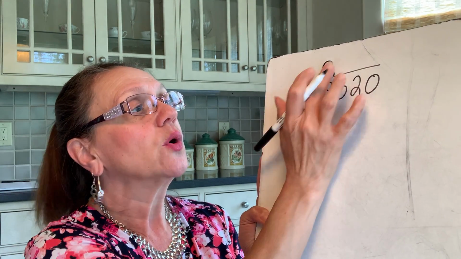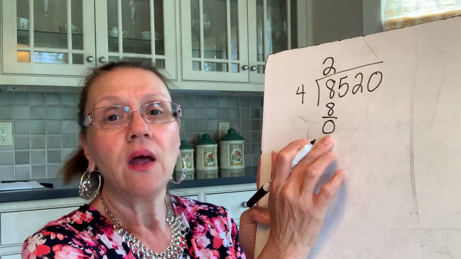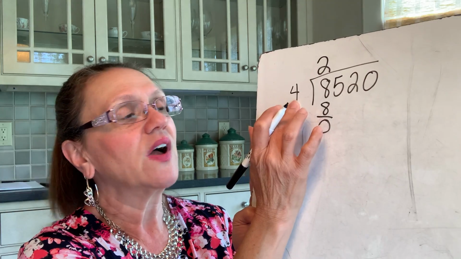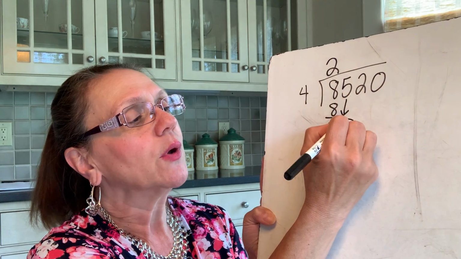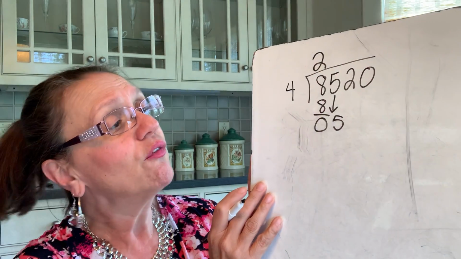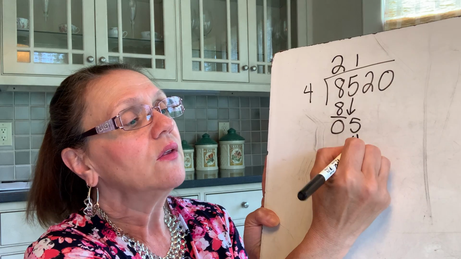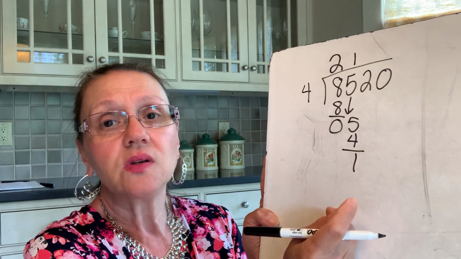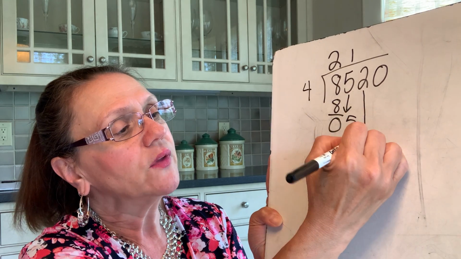Then we multiply 4 times 2, which is 8. We subtract. We check that our answer is less than our divisor, which it is, which means we can keep going. We bring down the next number. And then we repeat. 4 goes into 5 one time. 1 times 4 is 4. We subtract. We check. 1 is less than 4. We keep going. We bring down the 2.